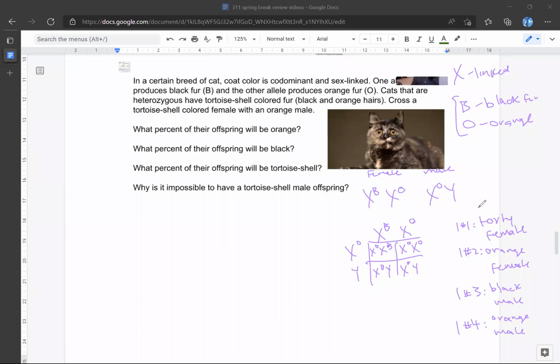Okay, so these are the outcomes of this cross. So now we can answer the question, what percent of their offspring will be orange? We can look, we have 1 orange, 2 orange. So 2 out of 4, 50%. I'm not comfortable with how that looks. Let's say 50%.